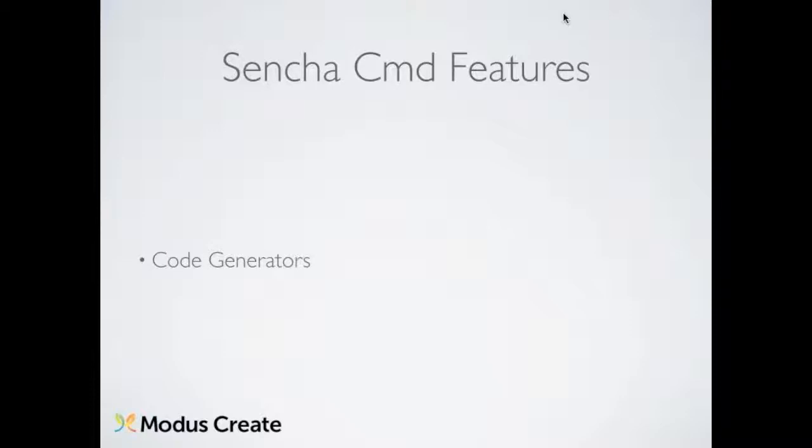So Sencha Cmd gives you a suite of code generators. Initially, when you start with Sencha Cmd, you're going to generate a scaffold for your application. This basically allows you to create all the folders, files, and so on that you need to begin your application, including a basic application known as a bootstrap application.